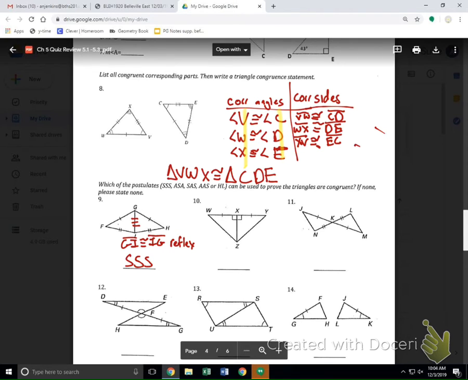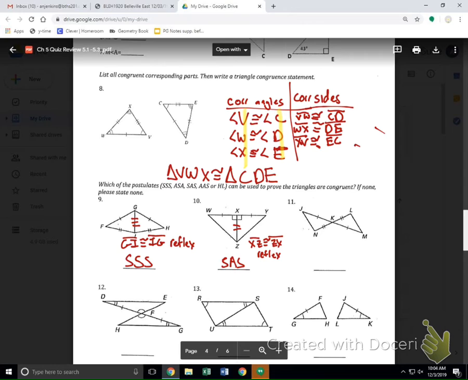So over here, which one's this going to be? Side angle side. And once again, we know that the reflexive property is occurring here. XZ is congruent to ZX. I'm just going to write reflex.